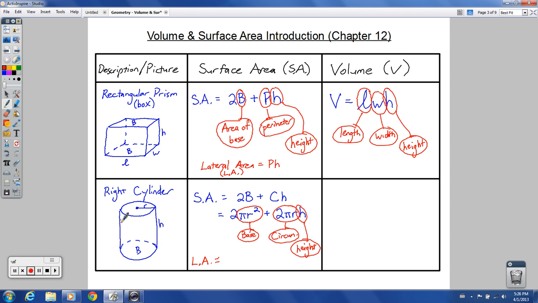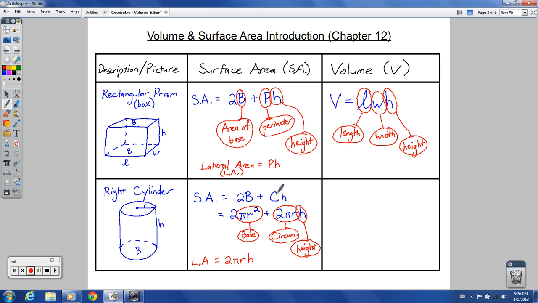That would give you, like if you were to take the label off of a soup can, you'd cut that label, you'd peel it off, and the length of that going all the way around would be the length of the circumference, and we'd multiply that by the height. And so your LA part would be the 2 pi r h.